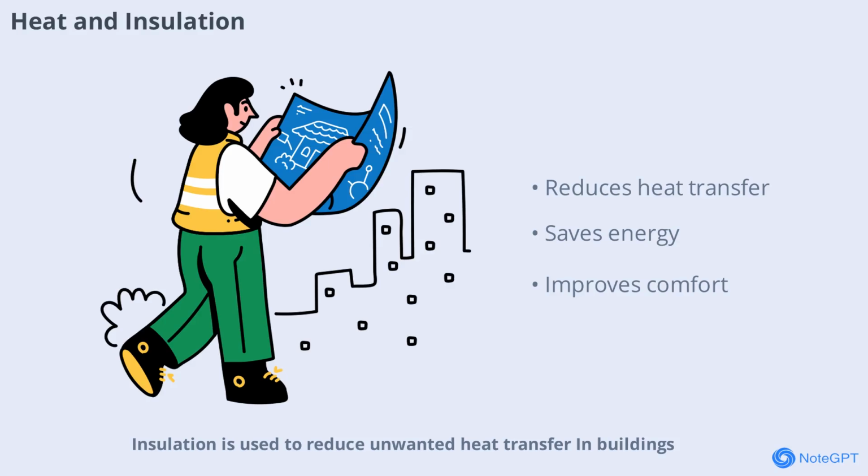Insulation is used to reduce unwanted heat transfer. In buildings, materials like glass wool, foam, and double-glazed windows help keep interiors warm in winter and cool in summer. Proper insulation saves energy and improves comfort, making it a key concept in both science and engineering.